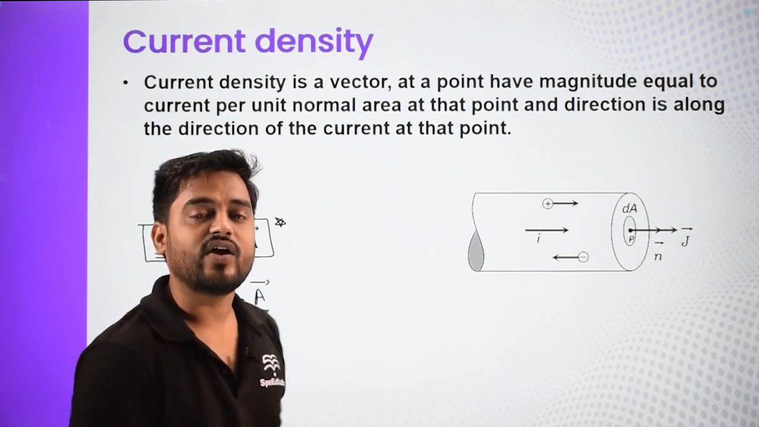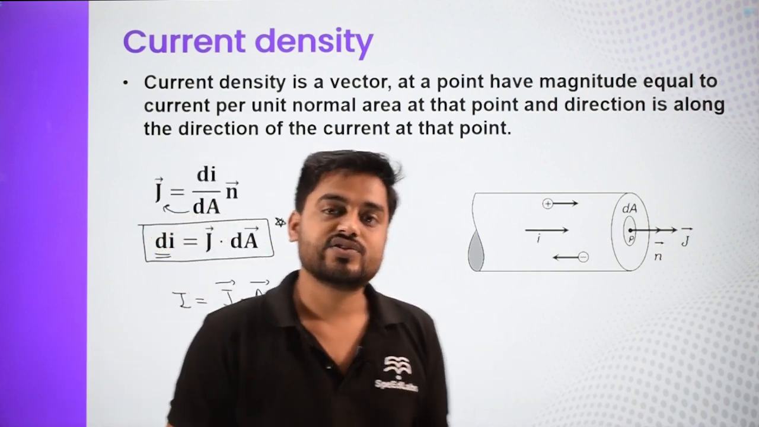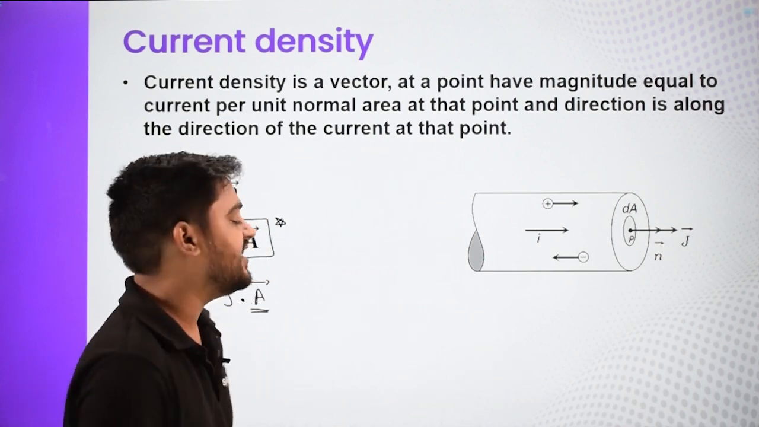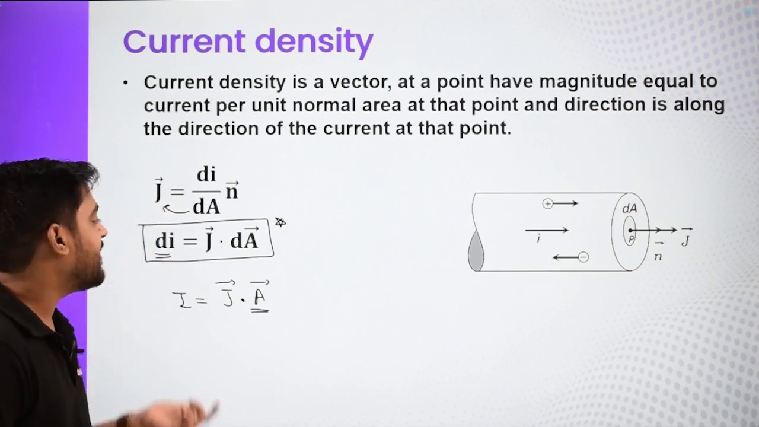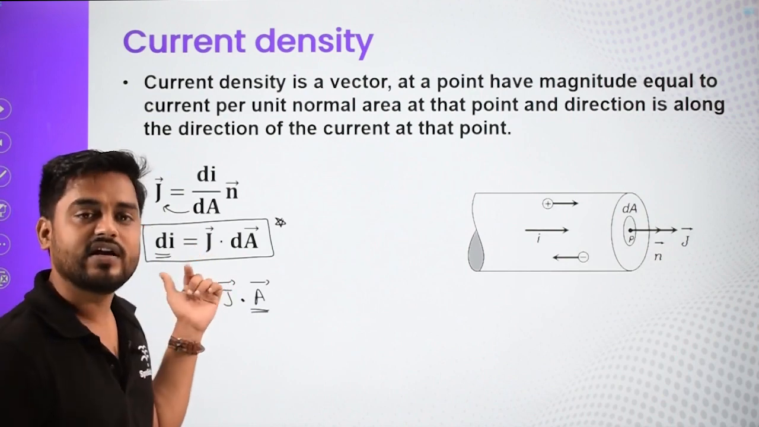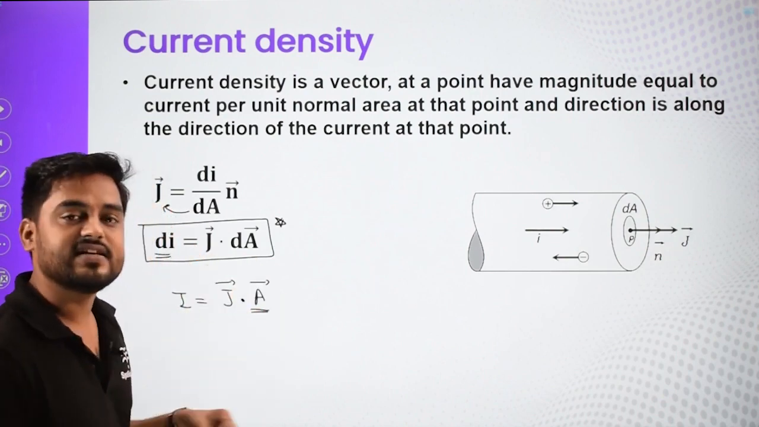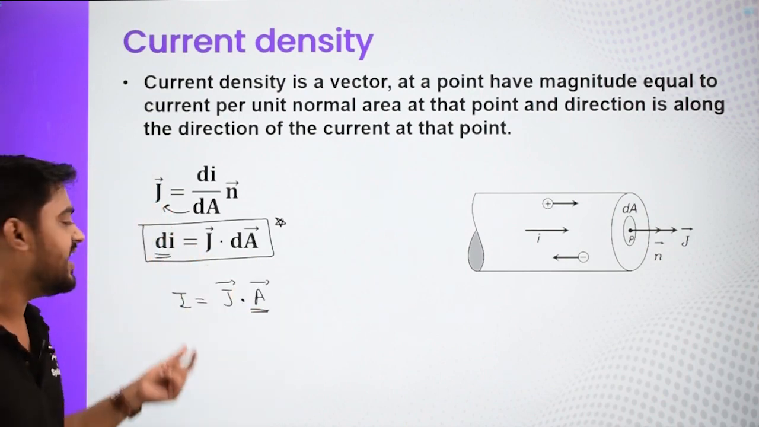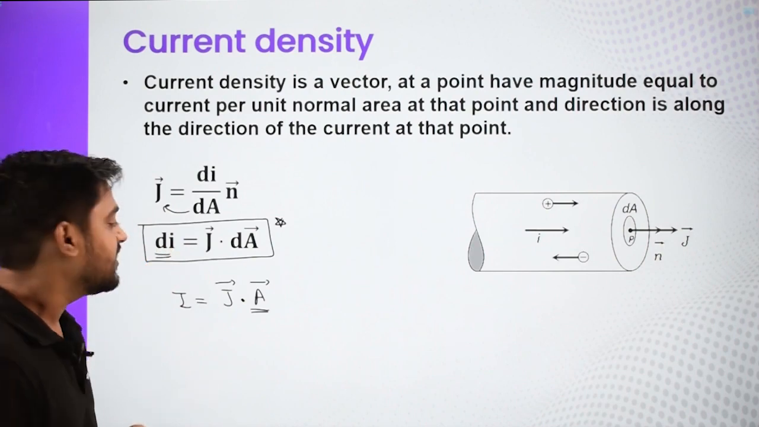Remember, it is a vector quantity while current is not. So current density is treated as a vector, direction is the same as current, and the magnitude is total current upon total area if it is a constant, or if we are using the smaller elements, then dI upon dA is the current density.